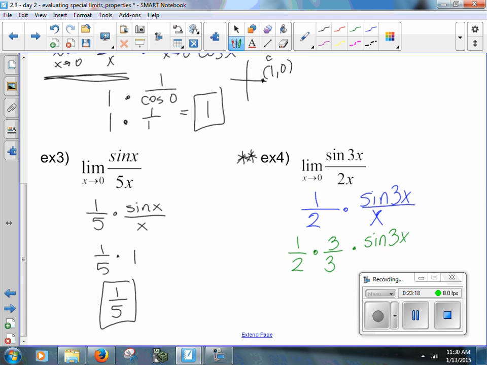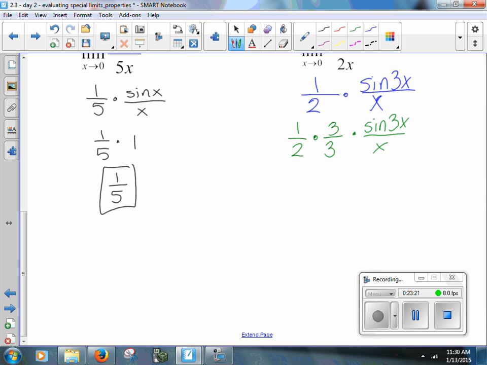why is that okay? Because we're really just multiplying by what? 1. We're only multiplying by 1, so is it going to change its value? No. We're just changing its outfit. Now, will you tell me what I'm going to do? The bottom 3. Where am I going to put the bottom 3? On the x. All right, so I'm going to have 1/2 times 3 over 1 times sine 3x over 3x. Is that okay? Yes, ma'am.